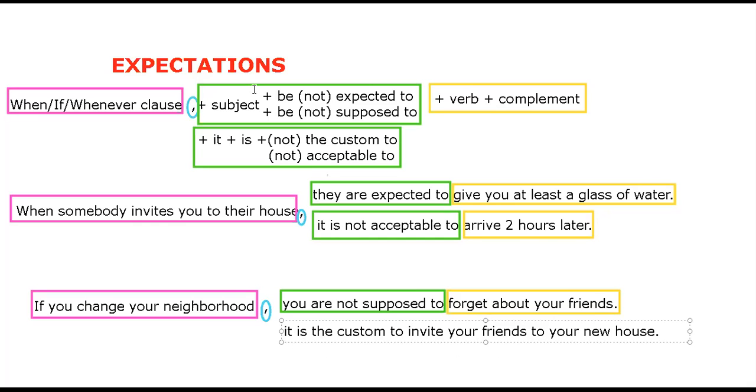So here we have the other one. "It is custom to." And then the other one over here, which is the verb. The verb is "invite" and the complement is "your friends to your new house." Okay, does that make sense, guys? Yes, teacher. Any questions, anything you want to ask?